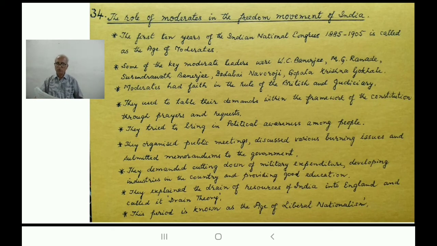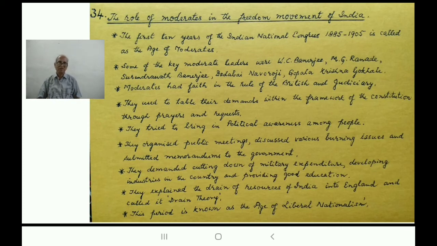Explain the role of moderates. 34th question: Explain the role of moderates in the freedom movement of India. See the side caption given: the role of moderates in the freedom movement of India. That's why I have not given the question separately. Write the side caption and start off.